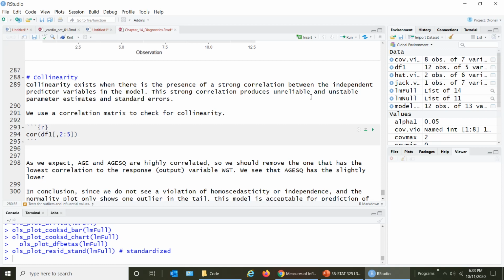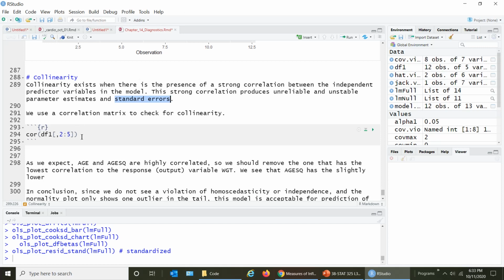And this exists when there's a strong correlation between the independent variables in the model, so the predictor variables. We want there to be a strong correlation between the response variable, what's being predicted, and the predictor variables, but we don't want there to be a high correlation between the independent predictor variables, because then they're going to produce unreliable and unstable parameter estimates and inflate the standard errors as well. So we can do this very easily with a correlation matrix.